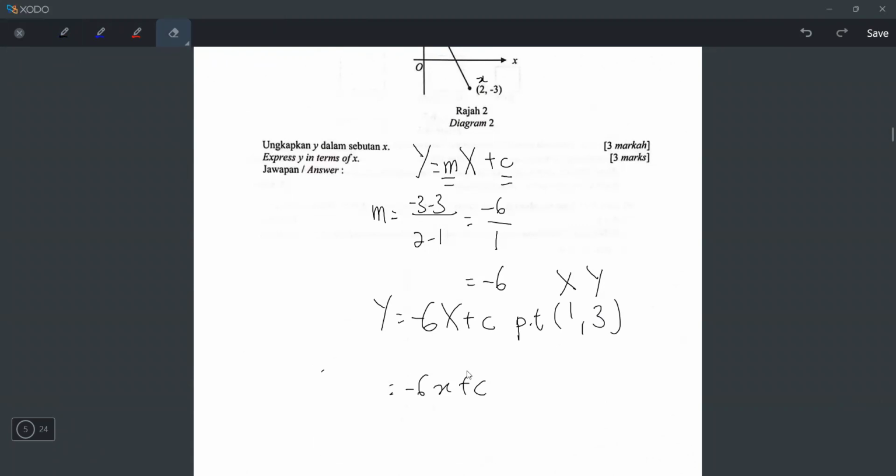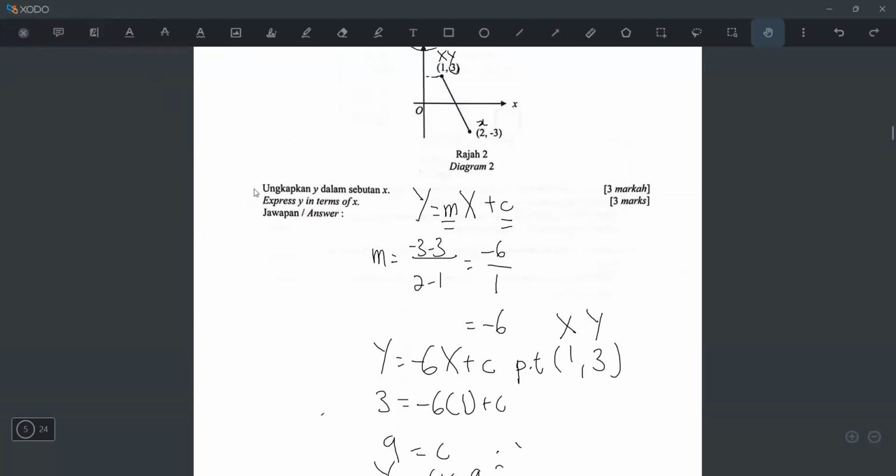So let me erase this. Remember, the 3 is automatic. Just substitute inside the big Y, and then the negative 6 big X is 1 plus C like this, and then the C is 9. Then the answer comes out. So it's big Y equals to negative 6x plus 9.